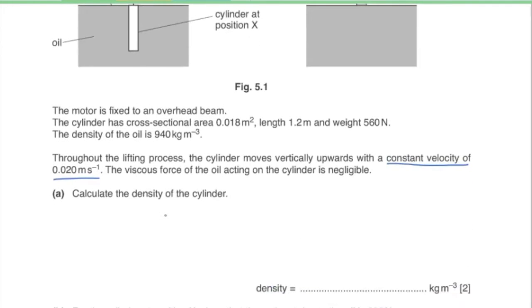So density is equal to the mass of the cylinder, which is 560 divided by 9.81, divided by the volume of the cylinder, which is area times length. So 0.018 times 1.2, and the density of the cylinder is hence 2642.8 kilograms per meter cubed.